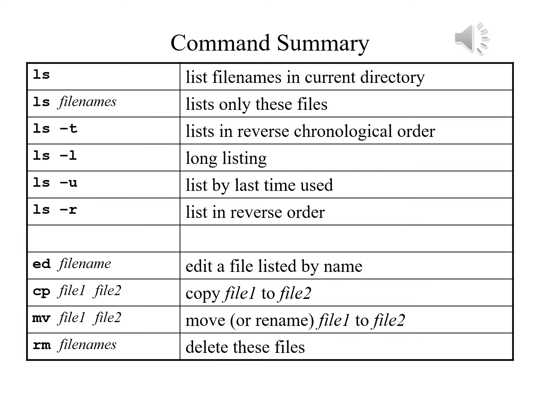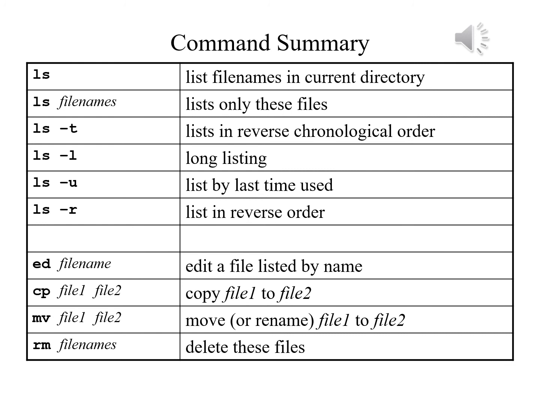At the top of the slide are 6 different instances of ls. ls by itself lists the files in the current directory. If you include the name or names of one or more files, it will list them if they are in the current directory. It also illustrates 4 options with ls.